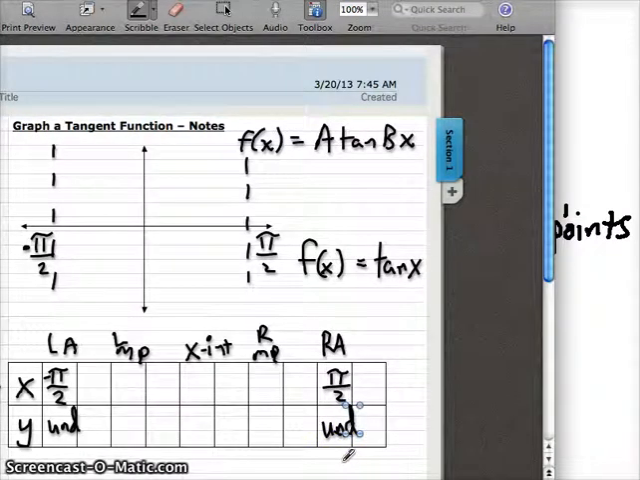Okay. The next thing I need, the other two key points, are going to be midpoints, the left and right midpoint. And I find those by evaluating pi over 4b. Since b is 1, that's going to be pi over 4.